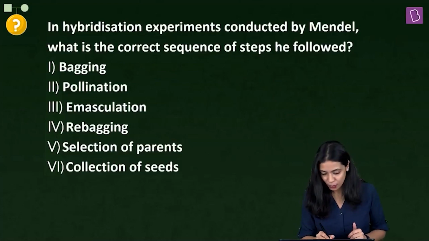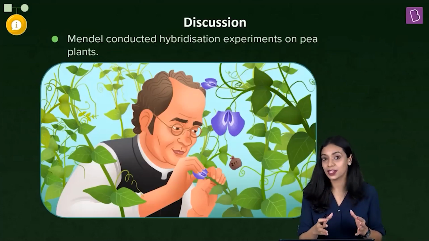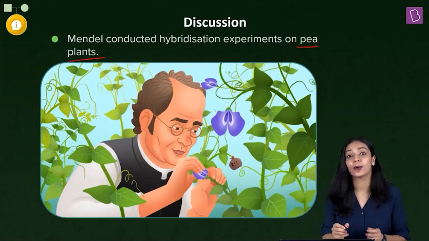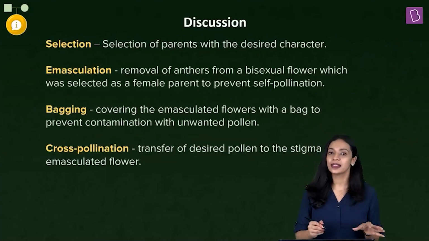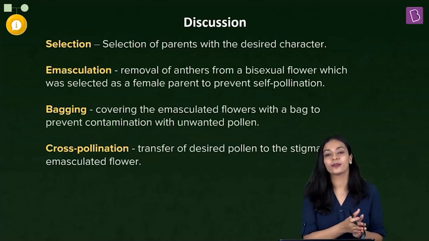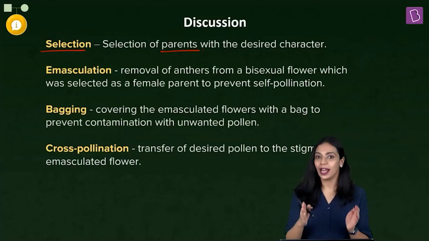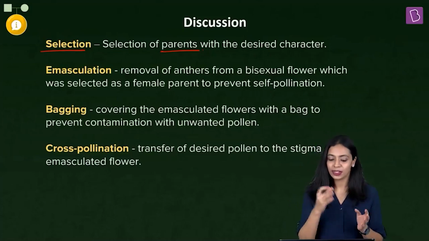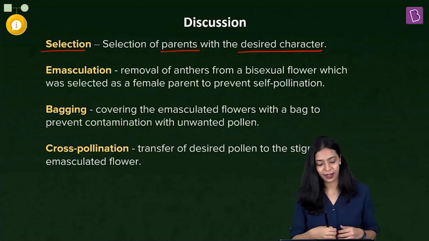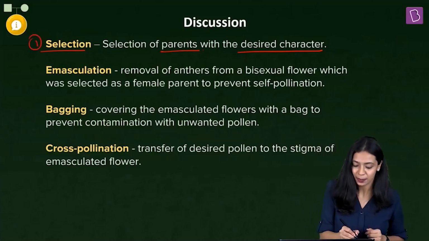Now before we look at the options, let us first go through all of the steps that Mendel performed in his hybridization experiments in the correct order. So he chose pea plants to perform experiments, and the first thing that he did in order for performing his experiments is the selection of parents. So he had to select parents, and for the selection of parents, he had to look at which parents had the character that he desired. So he selected parents with the desirable character. That is the first step.